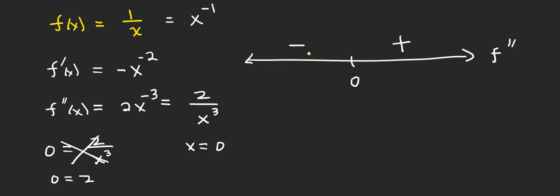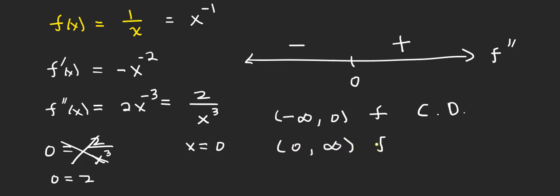Because even though the sign changed, when you plug in 0, we cannot find the y value. However, we could find the concavity. From negative infinity to 0, f is concave down. And from 0 to infinity, f is concave up.